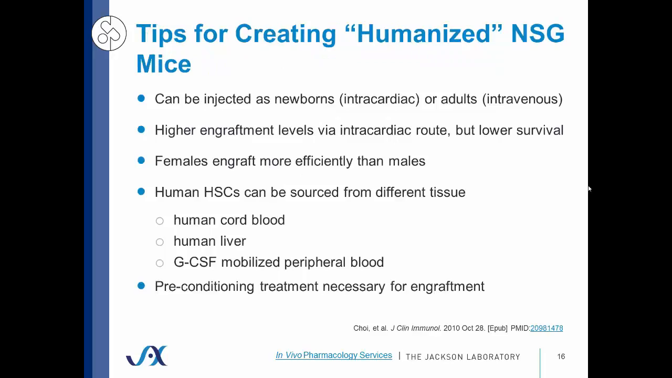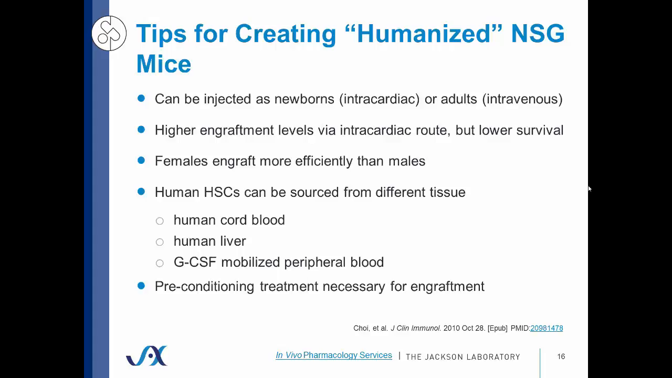Okay, so before we show the data of engraftment in these mice, let's look at some tips for creating humanized NSG mice. So if you are interested in doing this in your laboratory. Now there's multiple ways that you can do this. Cells can be injected in as newborns, and typically that's done through the intercardiac route, but there's also an intravenous method through the superficial temporal vein, which is basically a facial vein injection. You can also use adult animals, and you can just do intravenous injection through the tail vein.